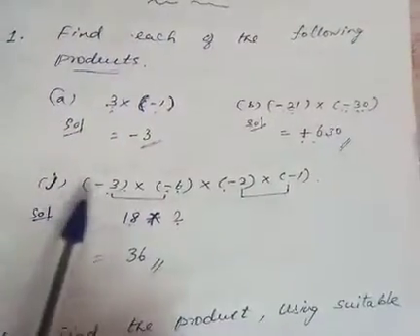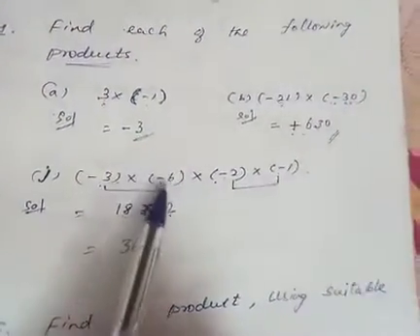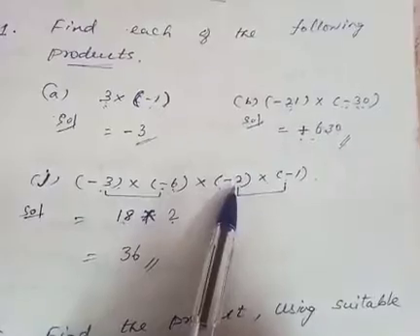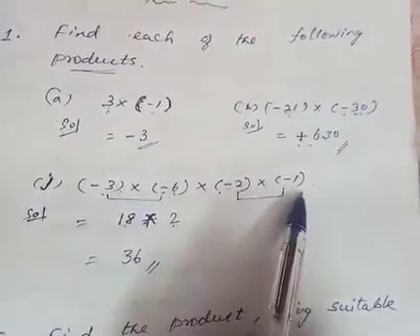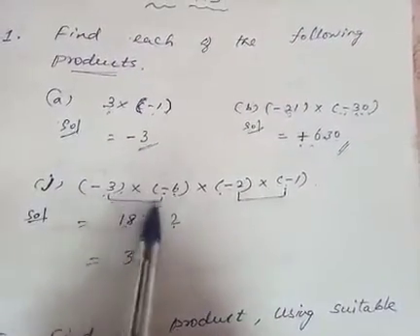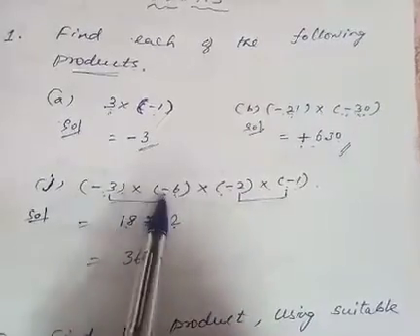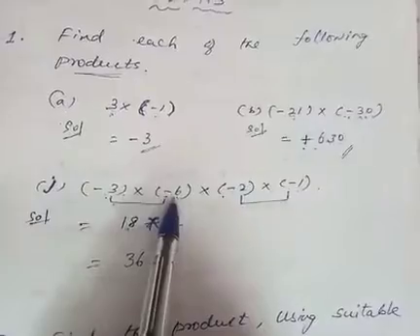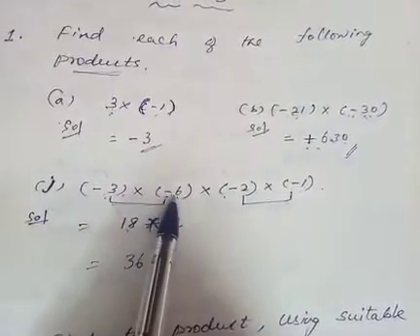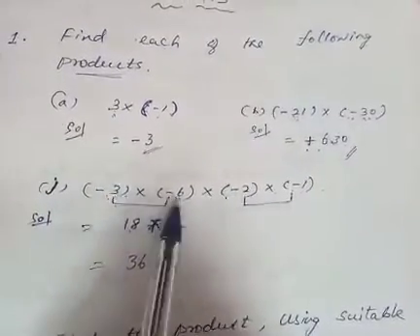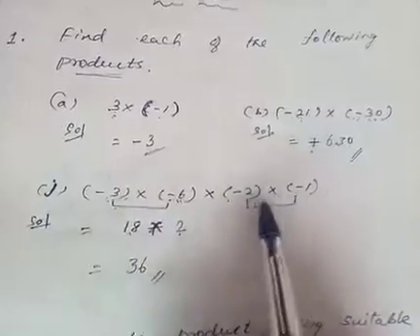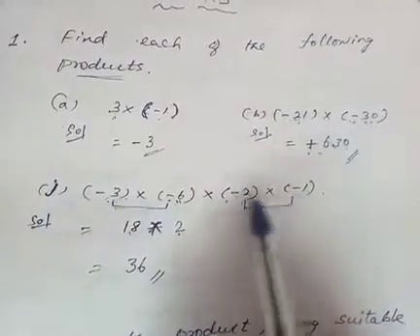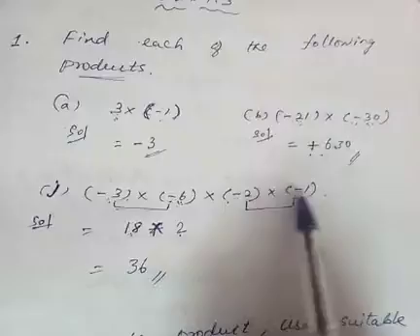Next question, minus 3 into minus 6 into minus 2 into minus 1. Here first you multiply these two, minus 3 into minus 6. Here a negative integer, here also a negative integer. The product of two negative integers is a positive integer. So 6 3s are 18. Here minus 2 into minus 1, minus into minus is plus. 2 1 is 2.